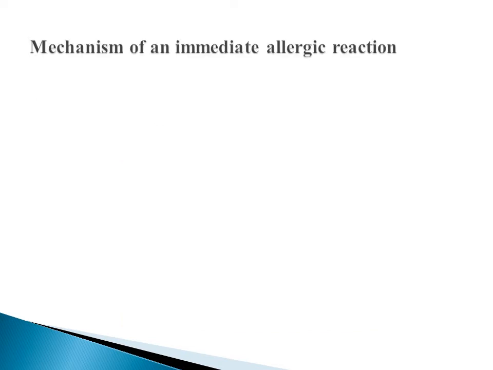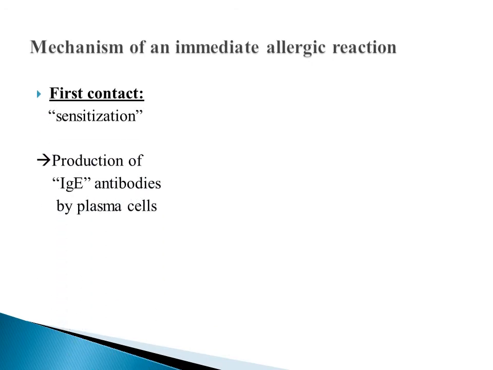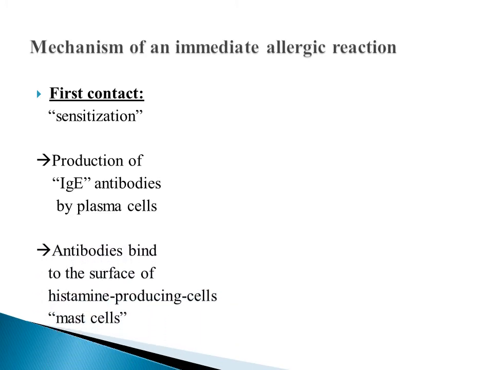Mechanism of an immediate allergic reaction. This immediate allergic reaction occurs in 2 steps. The first step is called sensitization. During this step, there is a production of immunoglobulin E antibodies by the plasma cells, which means that when the allergen enters the body, it stimulates the B cell to become a plasma cell and to secrete a specific type of antibodies which are known as immunoglobulin E. These antibodies then will bind on the surface of histamine producing cells called the mast cells.